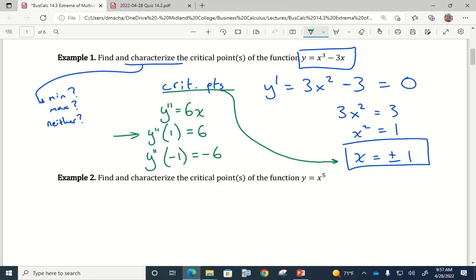So at x equal to positive 1, that gives me a positive second derivative. And a positive second derivative means my function is concave up. So it's a bowl shape. So that critical point at the bottom of that bowl has to be a minimum. And when x is equal to negative 1, my second derivative is negative, so that means it's concave down, which means it has that hill shape, and the critical point at the top of the hill must be a maximum value.